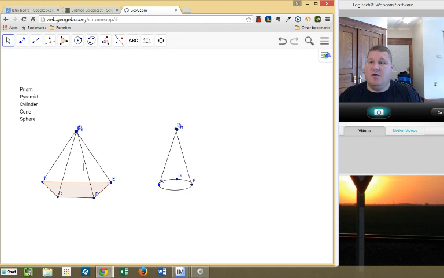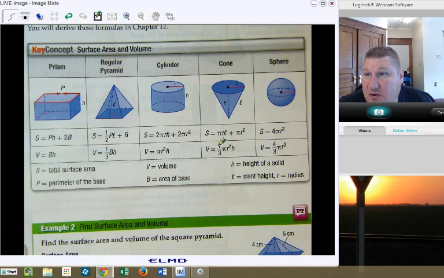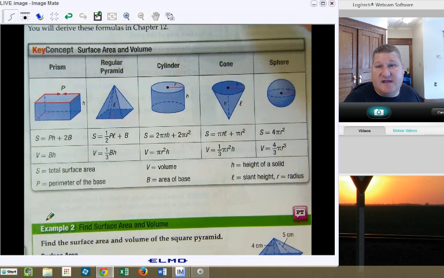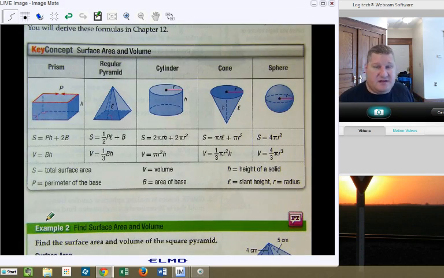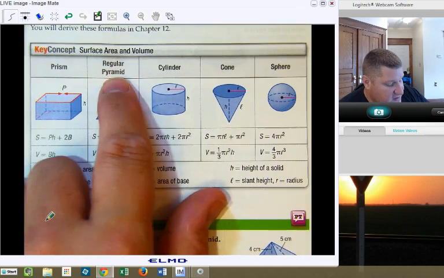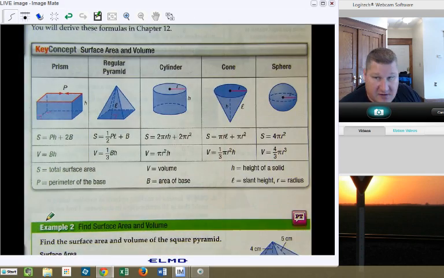So we have cones, we have cylinders, we have prisms, we have pyramids. All of those things are true. Now, for a sphere, that becomes a bit more challenging for me to represent here. I mean, it can be done, but we're not going to worry about that at this point. Let's flip over to right here, and they give you pretty good example drawings of each. So prisms, regular pyramids, cylinders, cones, and spheres.